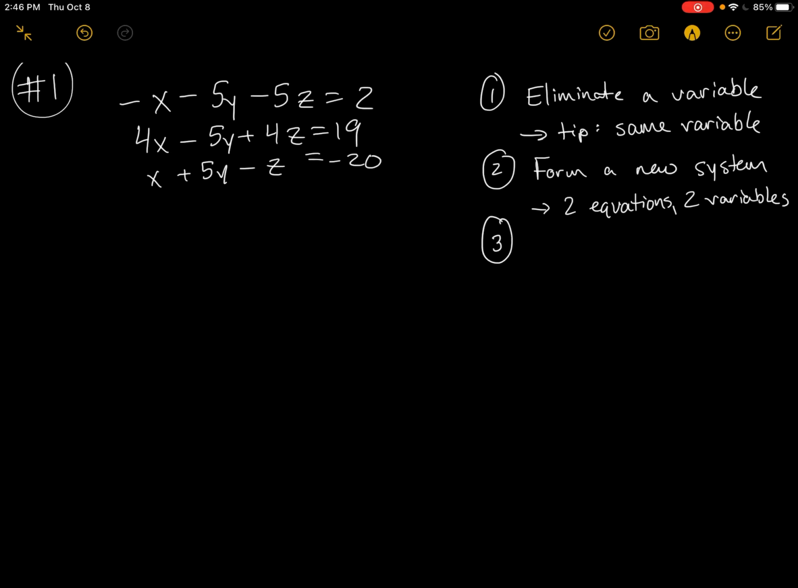The final thing that we want to bring up is we must use each equation once. So again, we must use each equation once.